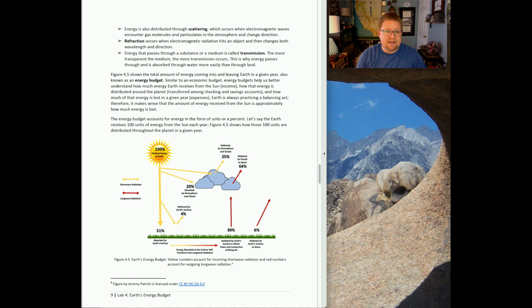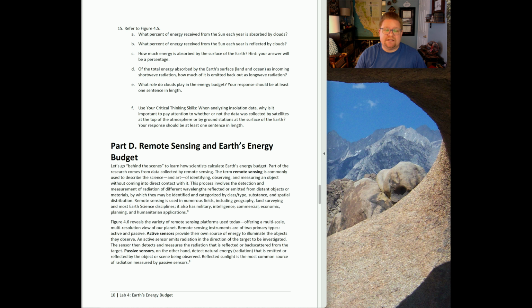Moving to the next page, we're going to have a set of questions that go back to that diagram and ask you to really interpret those numbers and values and how that works.